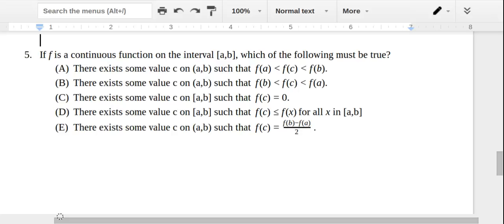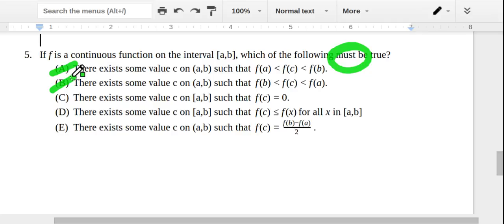of c is between a and b. F of c doesn't need to be between a and b. Really, that key word for this problem is "must be true," so we're going to go ahead and get rid of that. Choice B, f of b being less than f of a, doesn't need to be true either, so choice B can be eliminated as well.